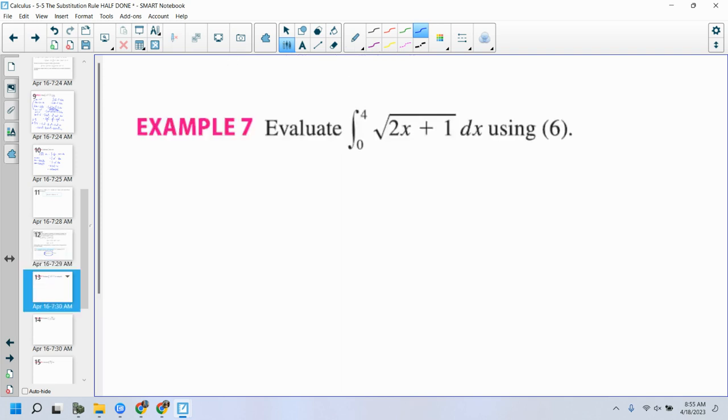All right, let's take a look down. Okay, evaluate the integral from 0 to 4 of the square root of 2x plus 1 dx using the substitution rule. Okay, so what am I going to use as u? 2x plus 1, right?